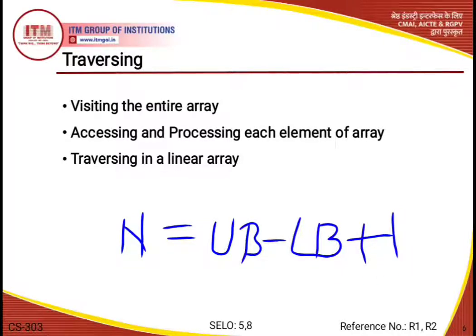Now you can understand how we can get the number of elements by using the upper bound and lower bound. For traversing any element we have to follow some specific rules: first visiting the entire array, then accessing and processing each element of the array, then traversing in a linear array.